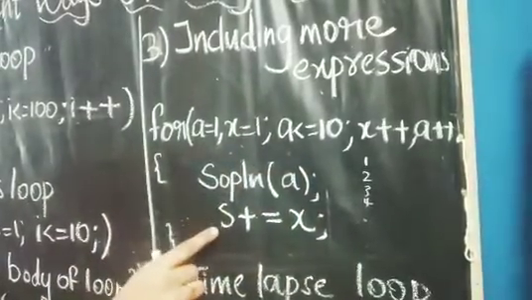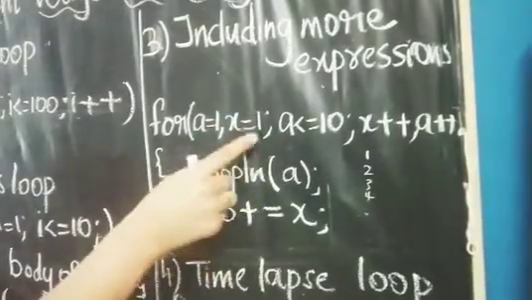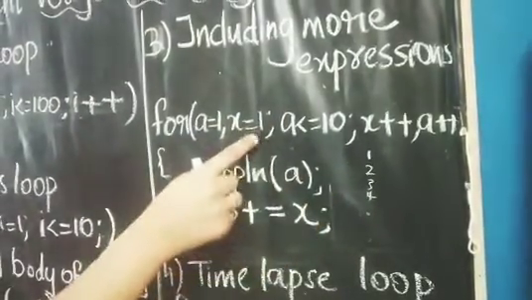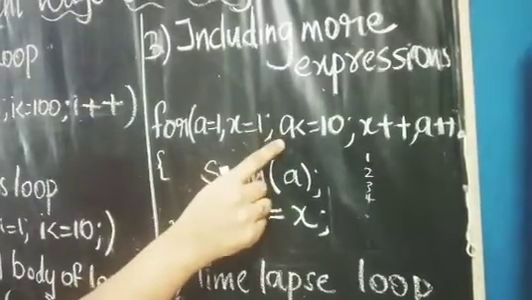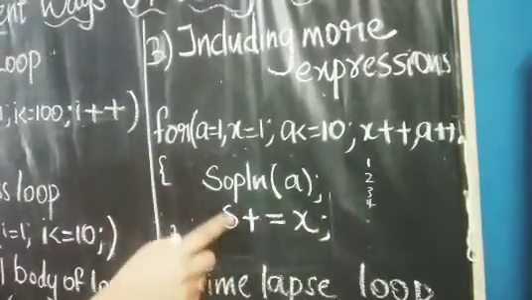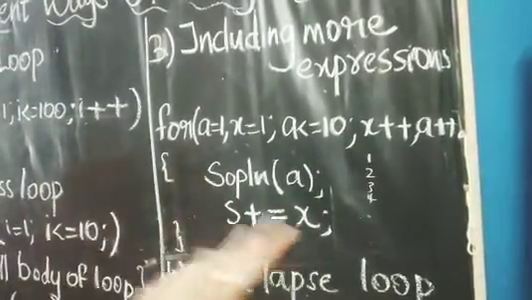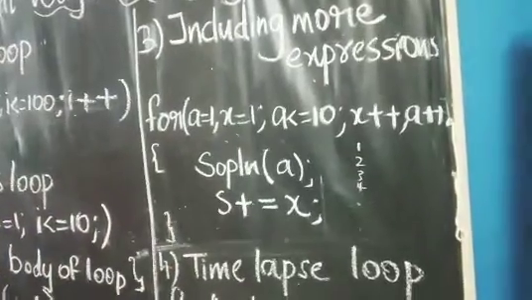So here you will be having the sum of x, that is from 1 till 10. X is a is from 1 to 10. So x is also will be from 1 to 10. So you will be having the sum of values, that is from 1 to 10 in S.